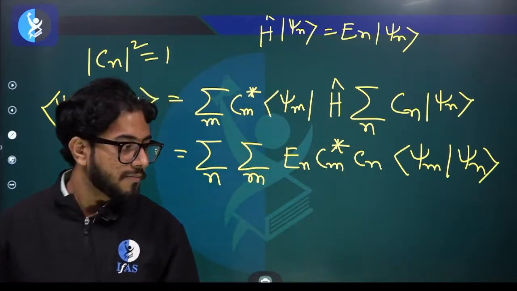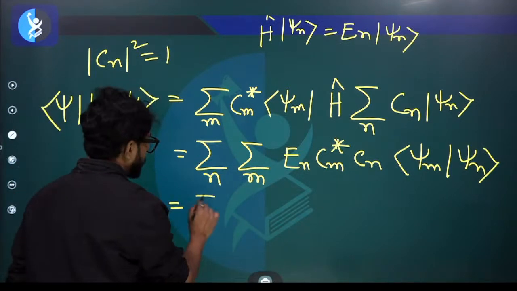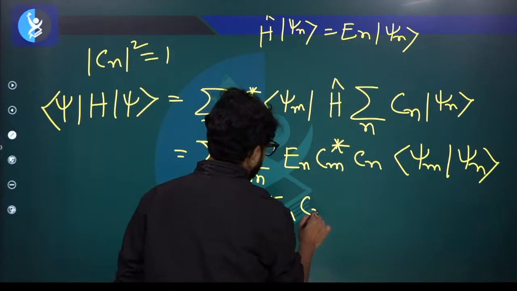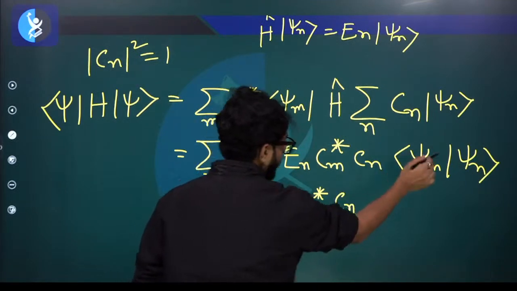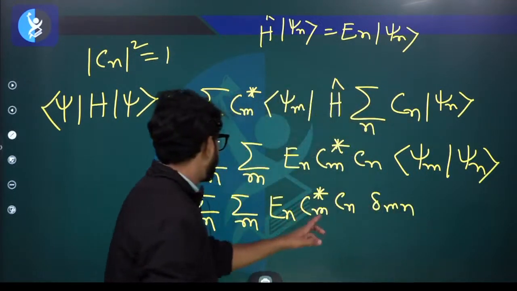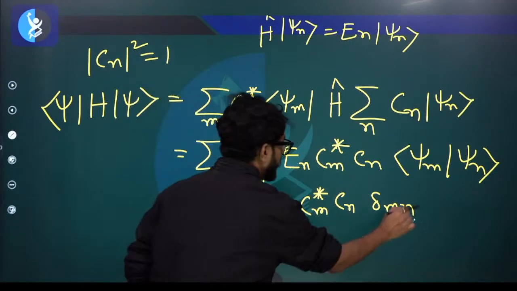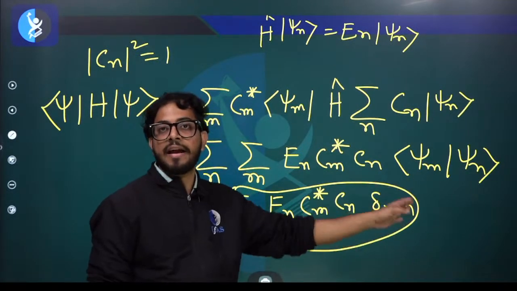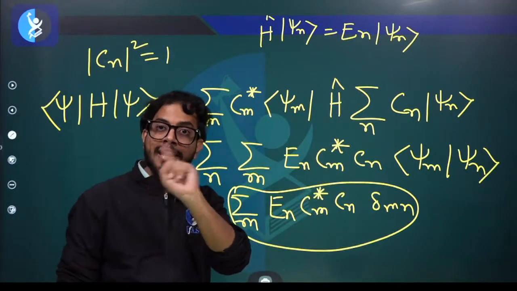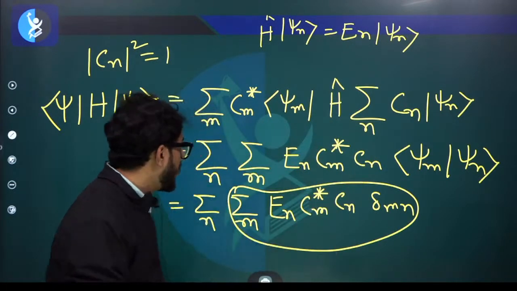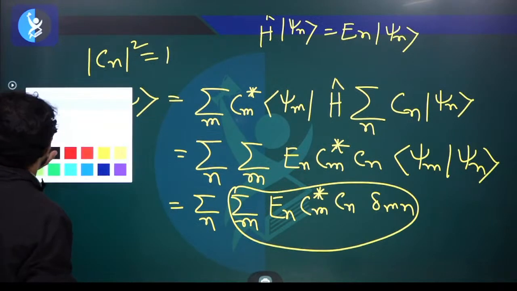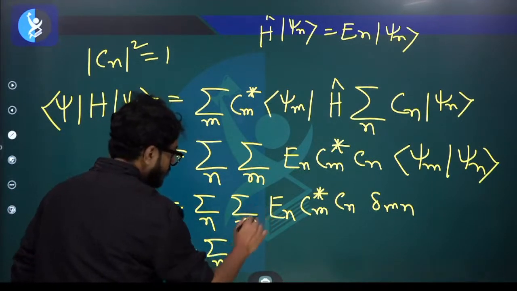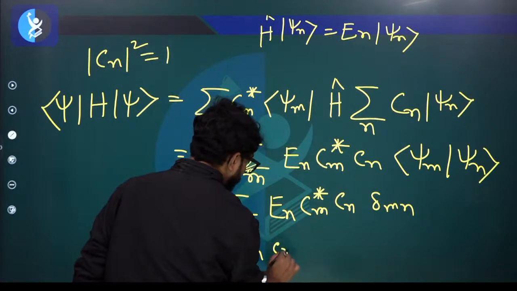Okay, now you know this. Psi m psi n. What can you write it down as? Sum over n, same, very easy. This en cm star cn, and this will be equal to delta mn. Now the same case, okay, ignore this summation over m, just think about this. You are doing the summation over m, right? So it is delta 1n, delta 2n, delta 3n, delta 4n, dot dot, delta nn. Only the nn term will survive, all other terms are zero. That's why cn star cn it will become. It will become what? Tell me. Sum over n en cn mod square.